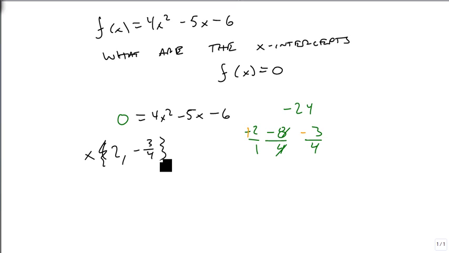And if we check our answers, these will work. So 4 times 2 squared minus 5 times 2 minus 6 is 4. That's 16 minus 10 minus 6, which sure enough is 0.